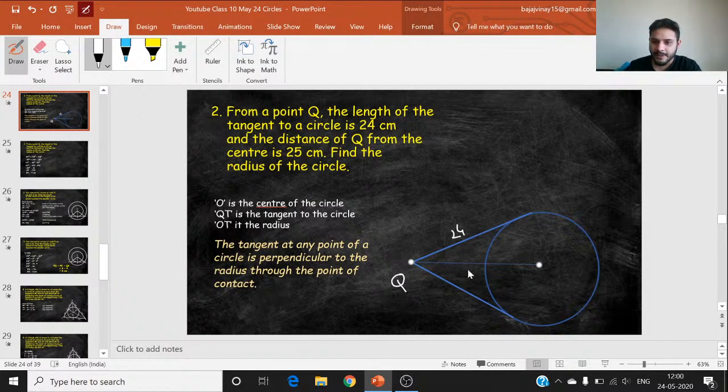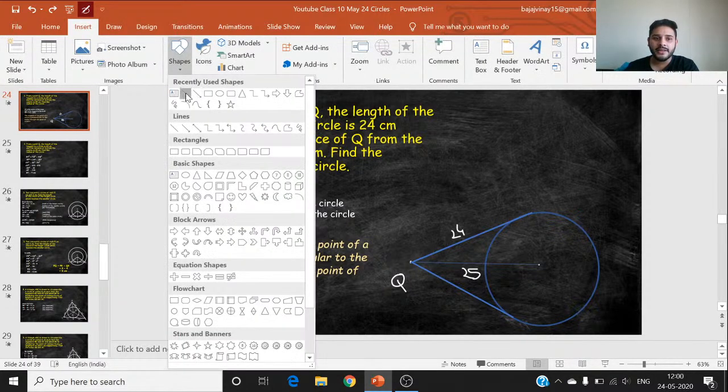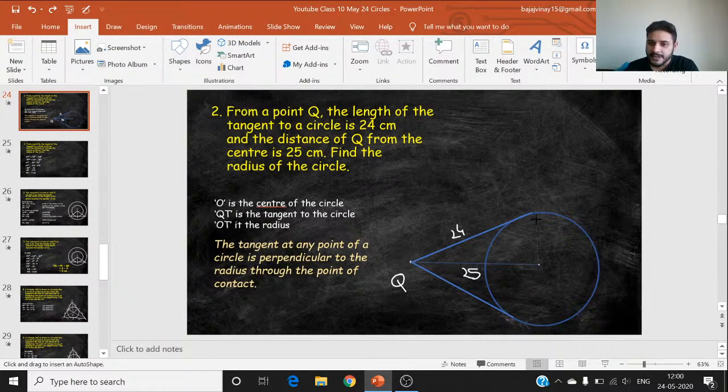I hope everyone is clear with the diagram and the sum as well. I'm writing 25. Sorry, I'll erase it. I just read the question incorrectly. Now, from a point Q, the length of the tangent to the circle is 24, and from Q, the center of the circle is 25. So 24 is the side and 25 is the hypotenuse. When I draw the radius, I am now drawing the radius from the center of the circle.